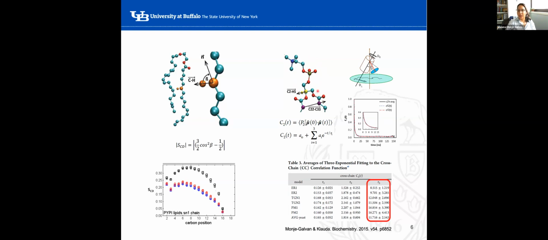And from the simulation, because we get such a large amount of data, we were able to get a time correlation and the decay of the time constant for this wobble rotation. And we found out again that when you have more cholesterol, the time scale for this rotation is much slower than when you have less cholesterol and the membrane is more fluid.